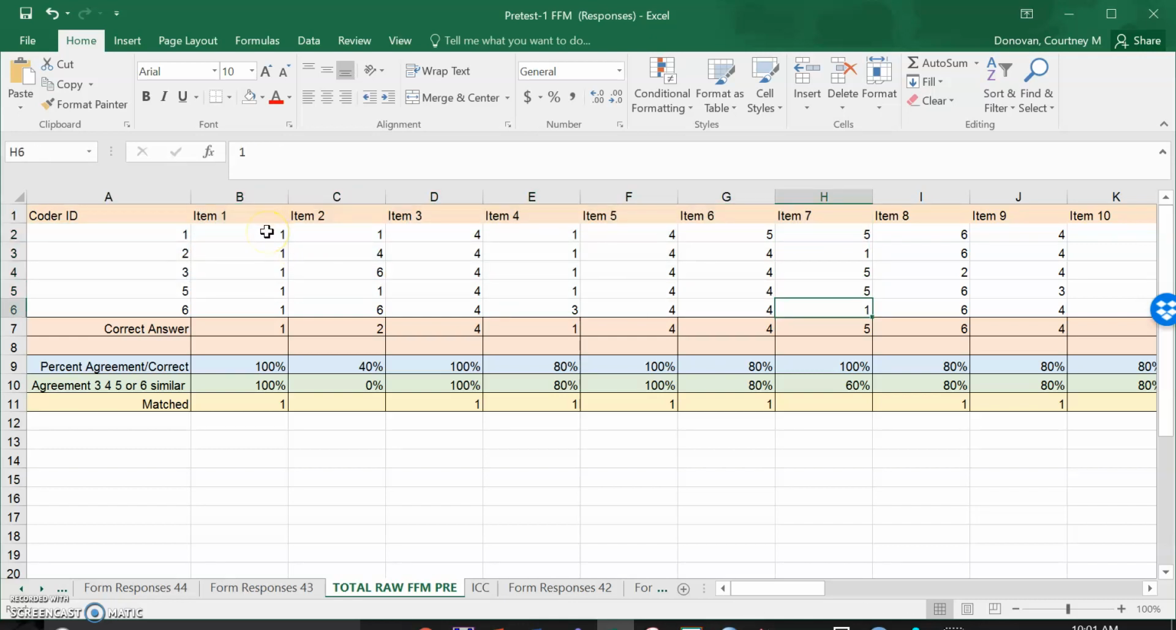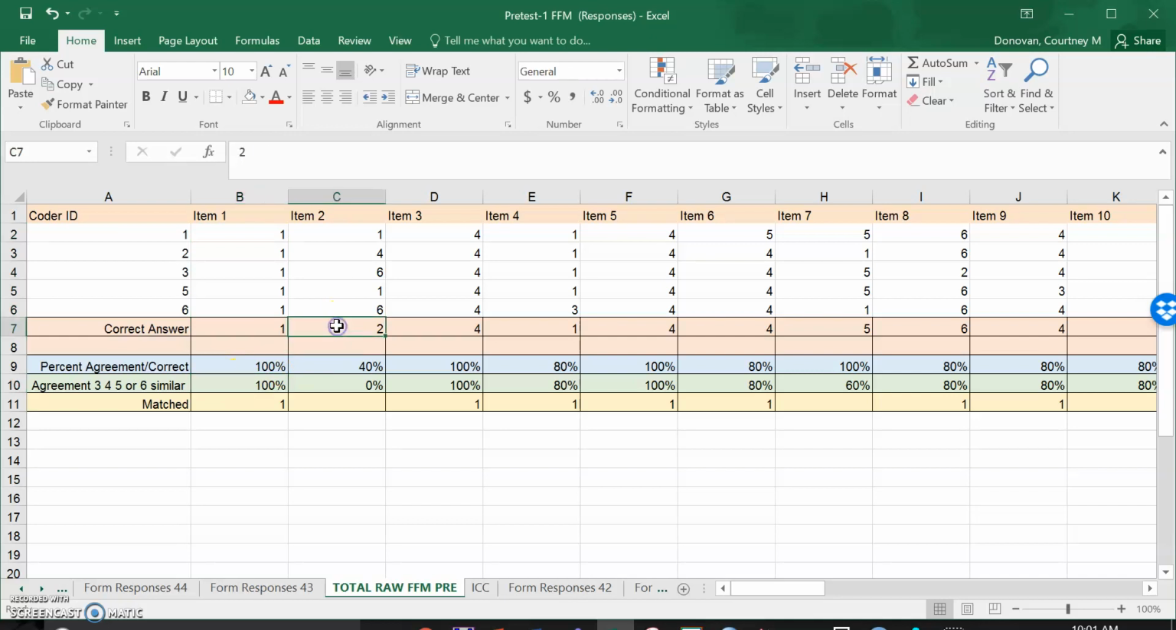We have item 1, so excerpt 1, response 1. Everybody agreed that that was code number 1. And the correct answer, the master coder also agreed that it was code 1. So the percent agreement to correct was 100%, and the percent agreement across raters was also 100%.